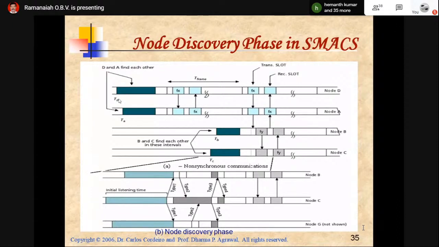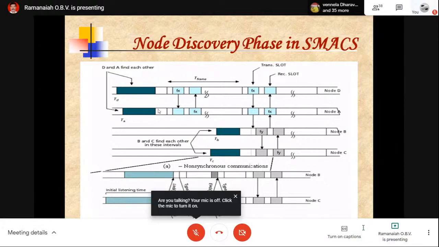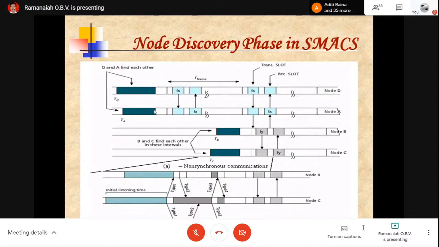A and D find each other. Say D woke up at this time, A woke up at this time, and they have sent the hello messages. With the help of this node discovery procedure, type 1, type 2, all these things have happened in this period. Now they have concluded that they are neighbors. Node B and C are neighbors. Here G has not replied, so C is not taking G as its neighbor because there is no confirmation.